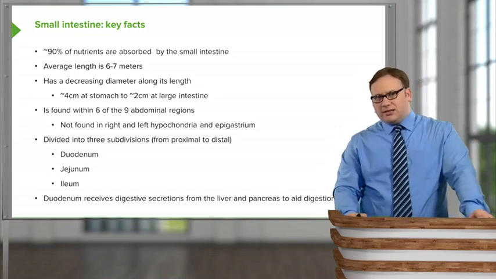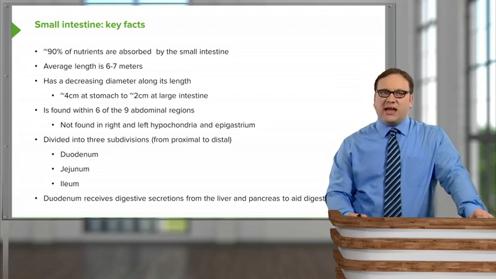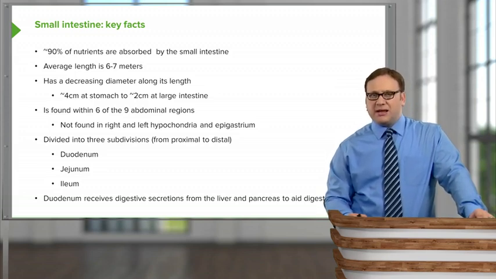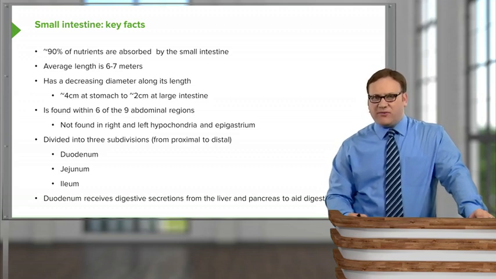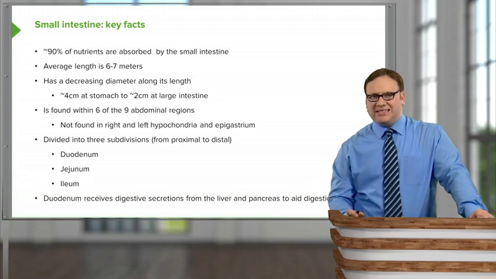It's a big, long, sprawling part of the GI tract, and it's found within 6 of those 9 abdominal regions. It's found in 6 of the 9. It's not found in the hypochondria, the right and left hypochondriac regions, and also the epigastrium. So it's found in the lower 6.